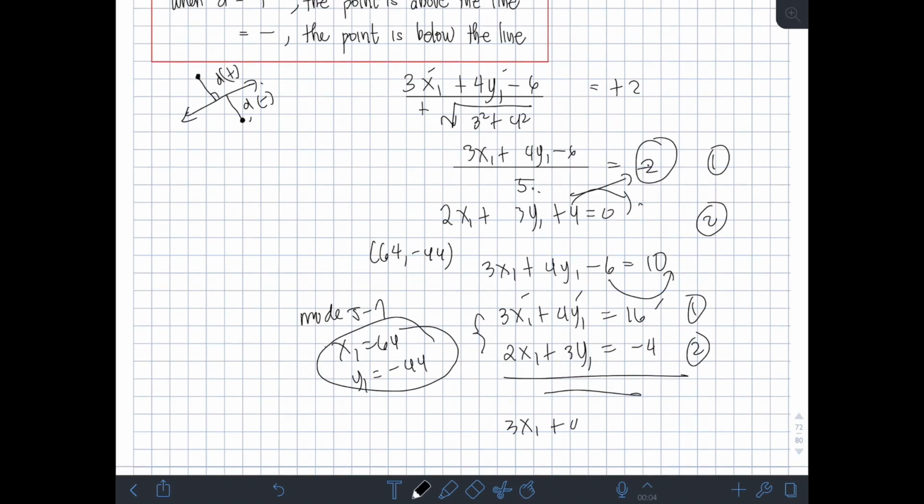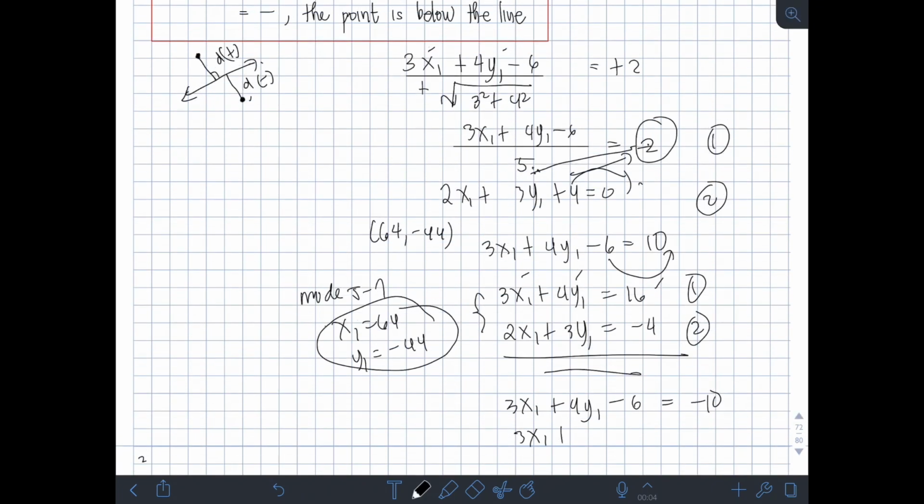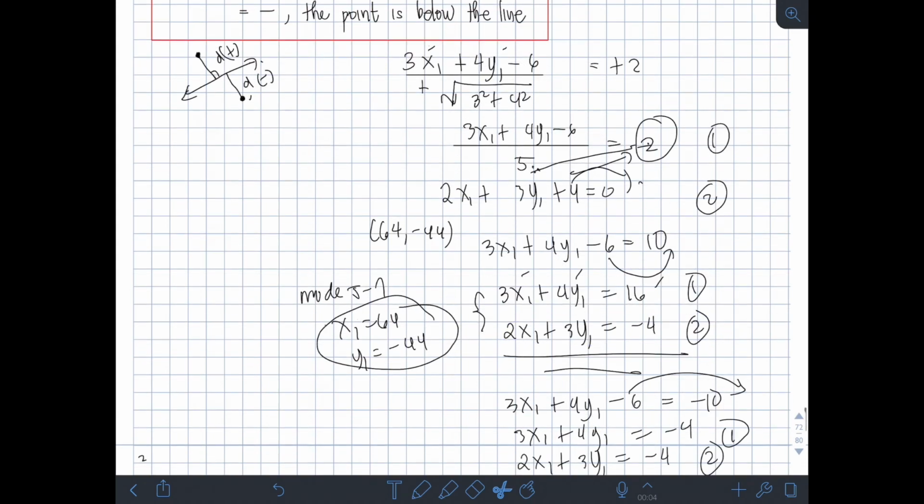3x sub 1 plus 4y sub 1 minus 6 equals, so, cross multiply yung 5 times negative 2, negative 10. Then, 3x sub 1 plus 4y sub 1 equals, so, negative 10, transpose in negative 6, ilan na yon? Negative 10 plus 6 or negative 4. Okay, so ito yung magiging equation 1, then same pa rin dito sa equation 2 natin.